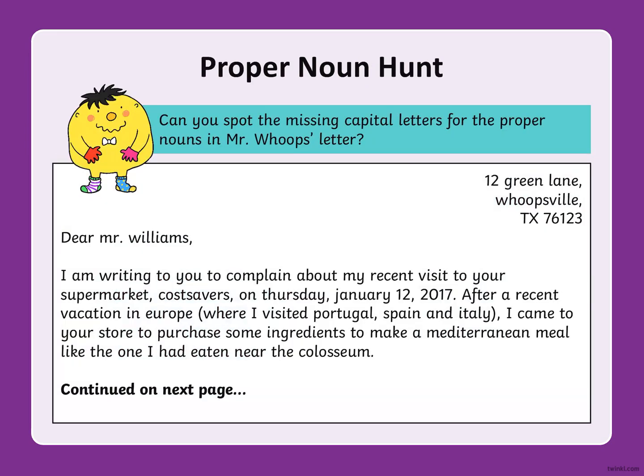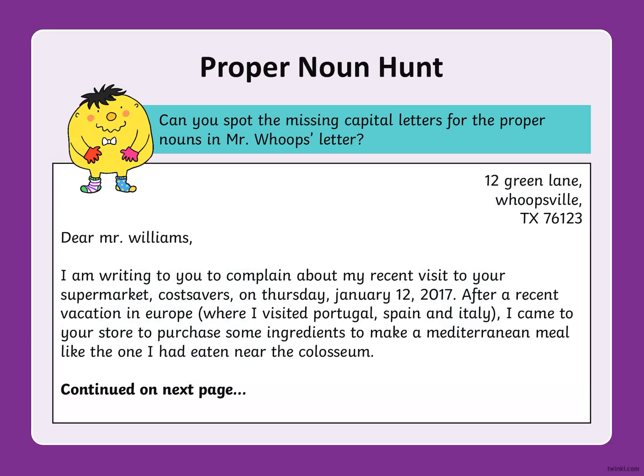So we're going to do a little proper noun hunt now. What I'd like you to do on this, I'm going to read through this letter and you're going to try and spot the missing capital letters for the proper nouns in Mr. Whoop's letter. So if you are doing mild, I'd like you to try and spot 5. You don't need to write them down, but you can write them down if you want to. If you're doing spicy, I'd like you to find 10 of them. You might want to try writing down some of those.